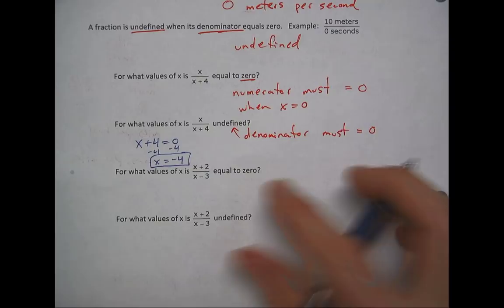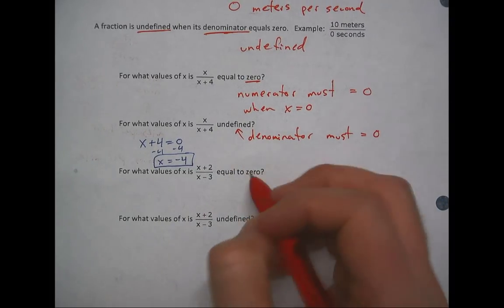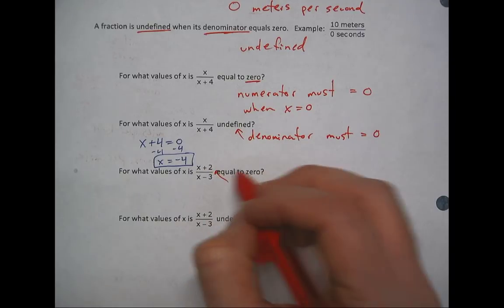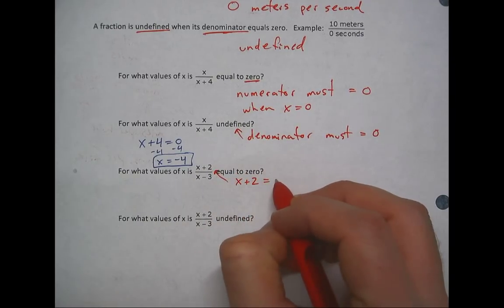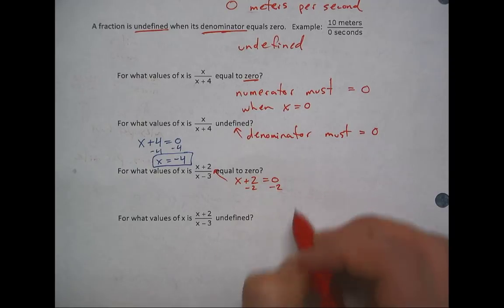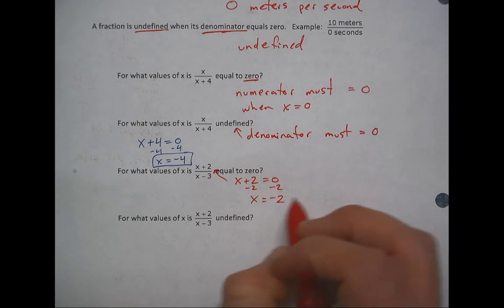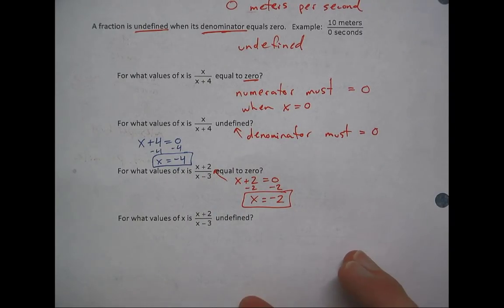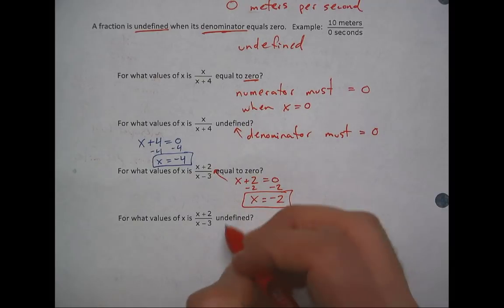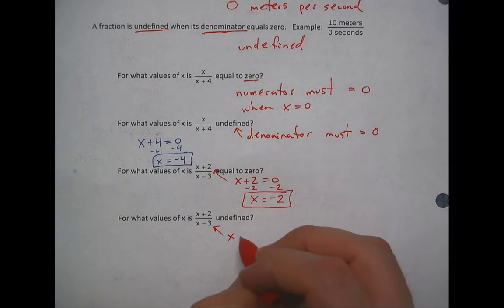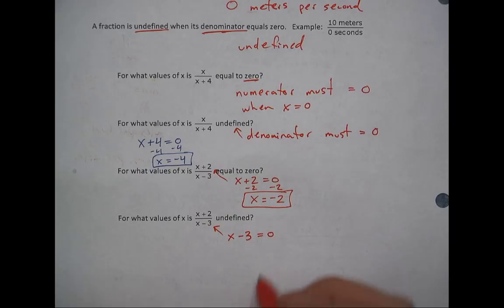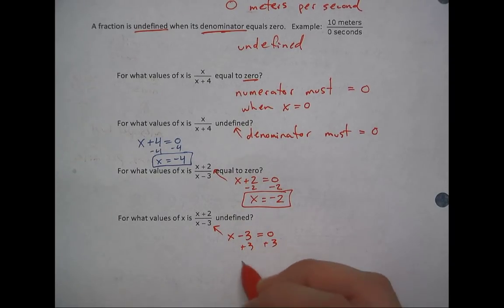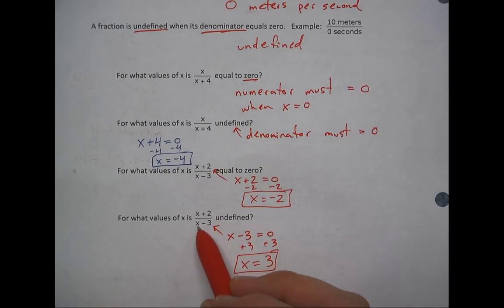So last two. For what values of x is this equal to 0? So again, that would be the numerator. So x plus 2 must equal 0. So what's the value of x? Negative 2. X equals negative 2 for this to equal 0. And for what values make this undefined? So that's going to be the denominator. When does the denominator produce a 0? That's when x equals positive 3. If I plug in a positive 3 and I minus 3, that becomes a 0, and that's undefined.